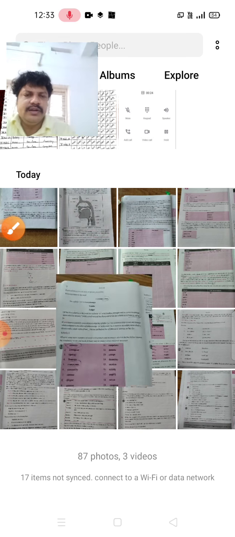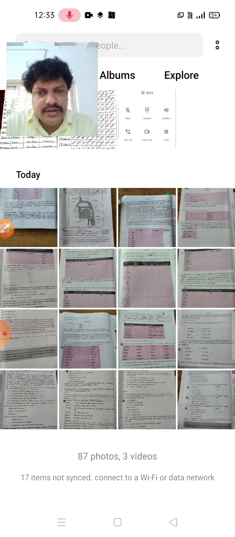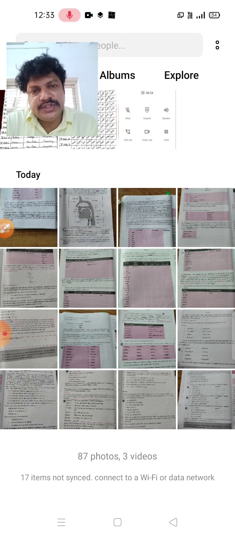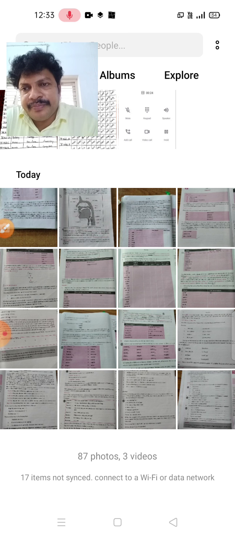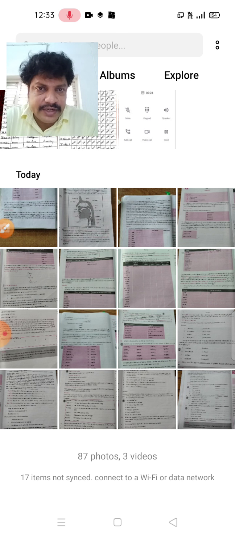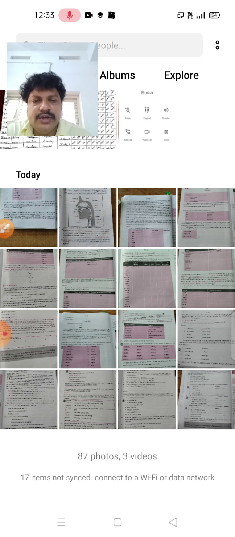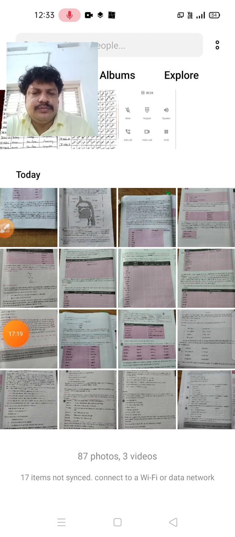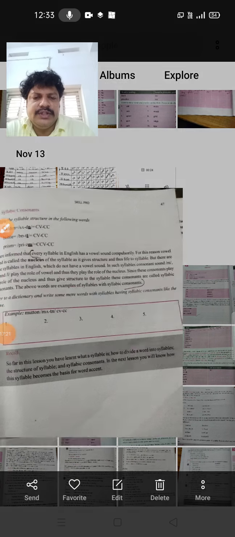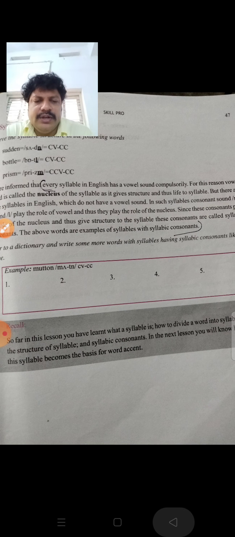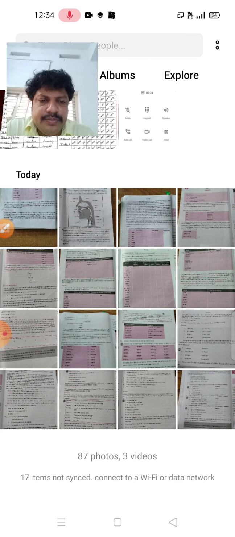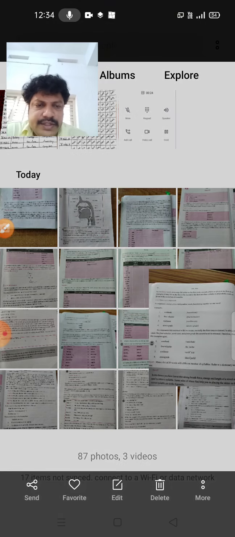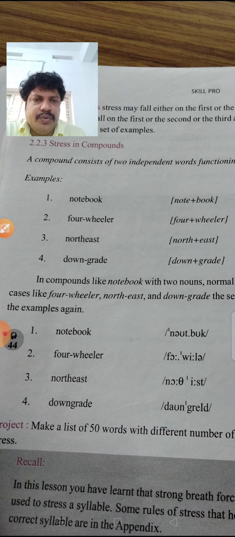So in this way, stress is nothing but, while we pronounce any word, some letters or sounds in it are stressed, meaning we put longer, extra breath and pronounce those letters or sounds louder. They are called stress sounds. In word stress, there are many types of word stress, and when we put some extra breath, that is called stress. But here you see that stress and compounds are there.